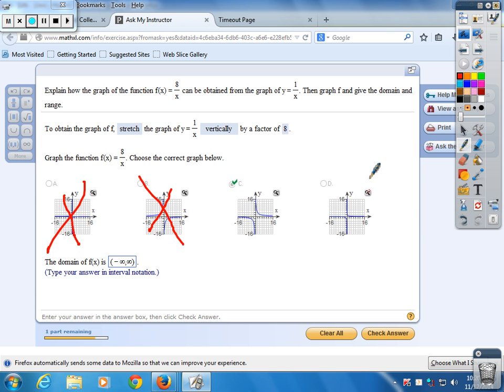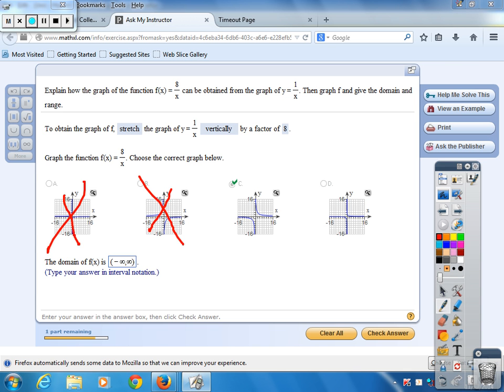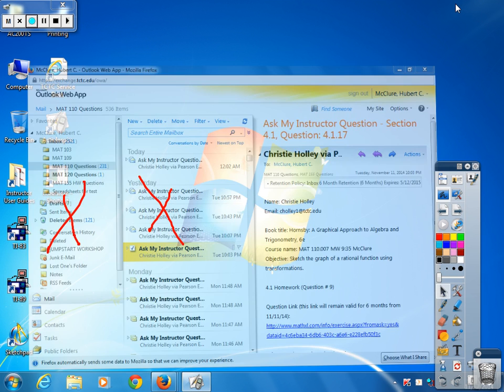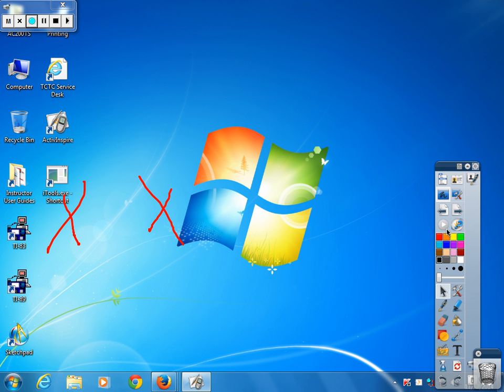So what's 1 over x look like? Let me look. I want to look at it because this one must be 16 over x, because it's not 1 over x. Hold on, I want to see it myself. I want to put it on the calculator. All right.